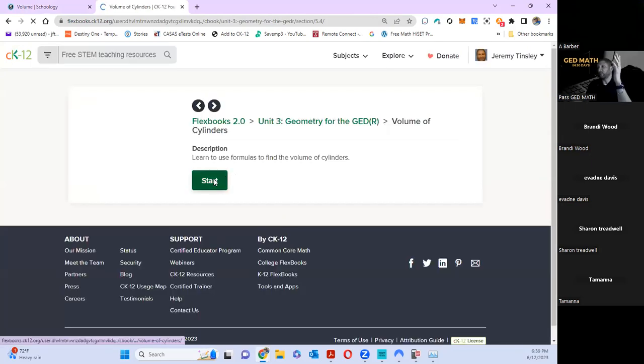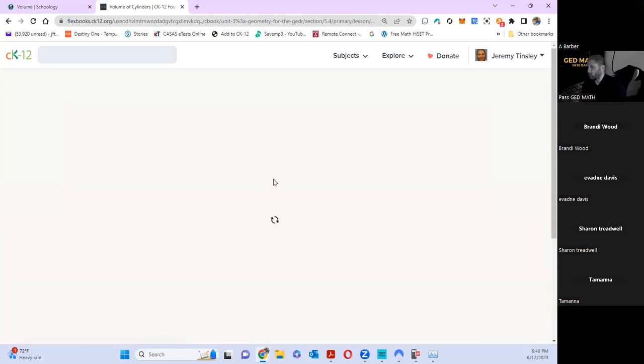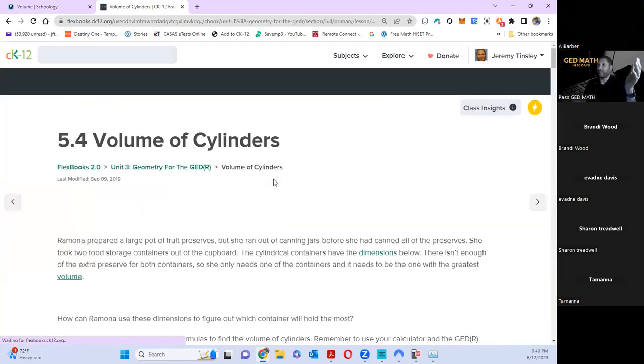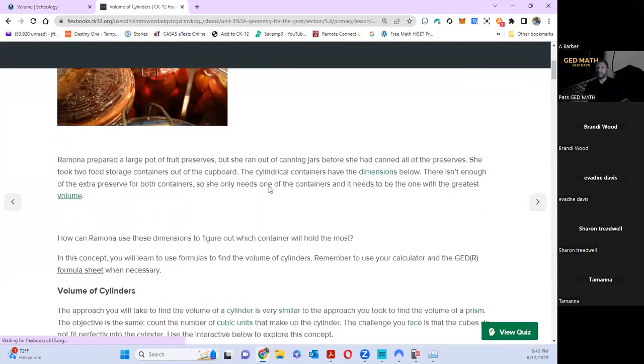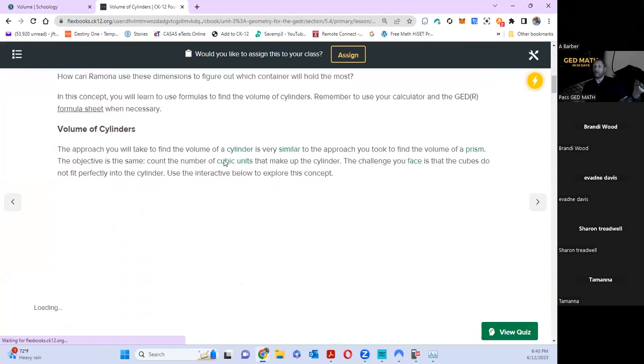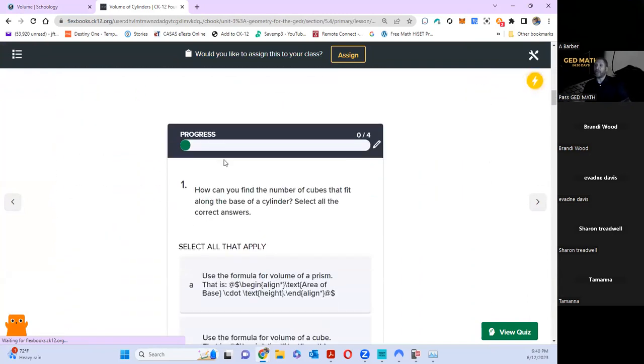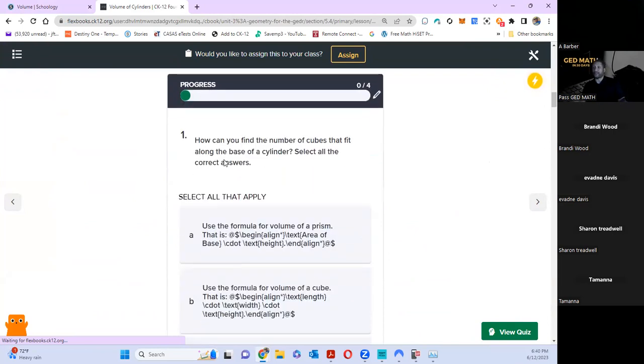I don't know what the problem is here. It's taking forever. Maybe because I have 56 windows open. Literally, I probably have about 50. But there you go, right there. It explains it so you can read it, but it also has diagrams, it also has videos, and it also has practice.